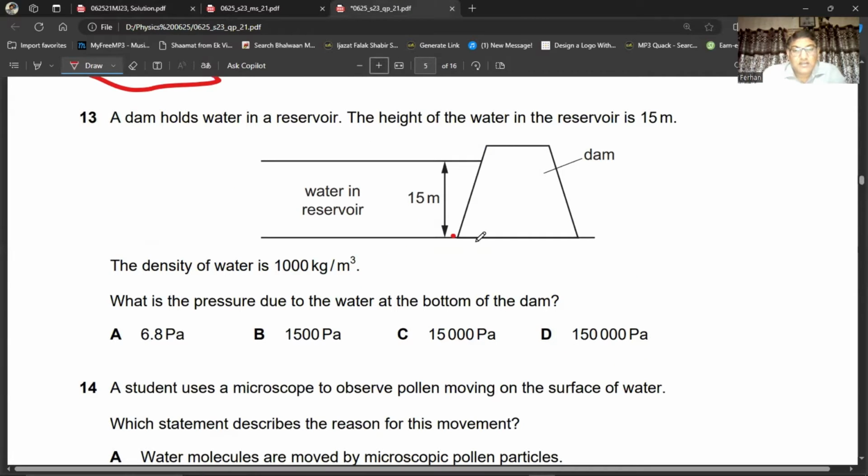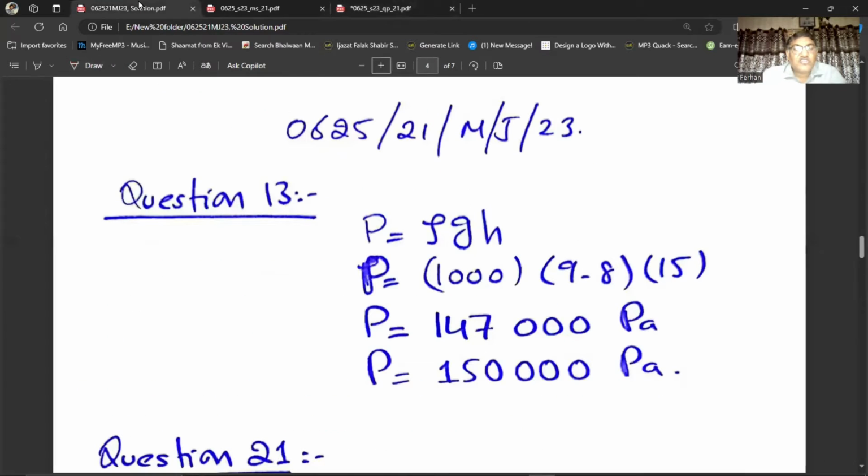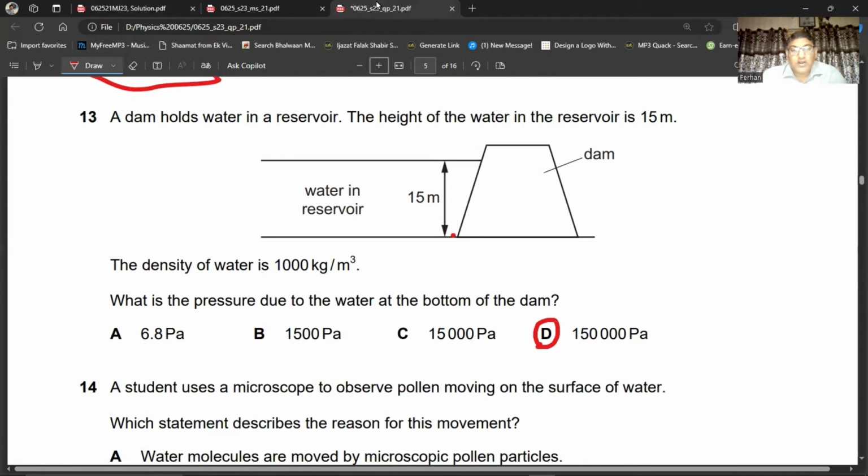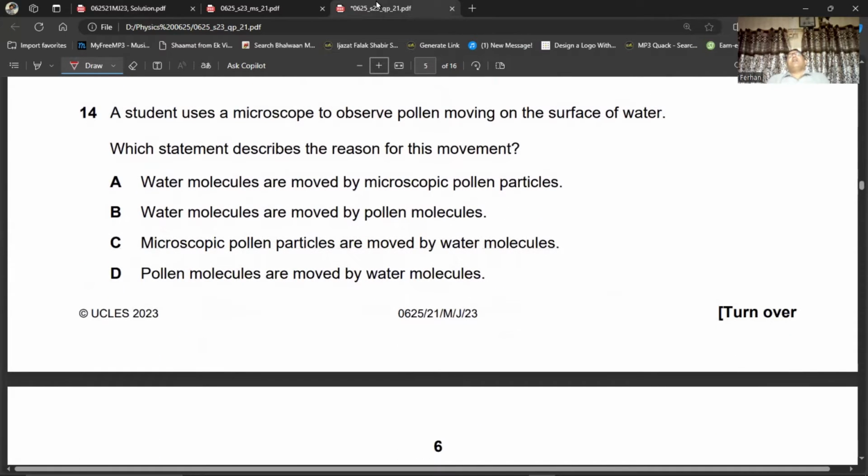150,000 Pascal. I think, sir, D is the right answer. Question number 13, D is the right answer, sir. And this is how this is solved. Okay, so we are going to the next question. That is question number 14.